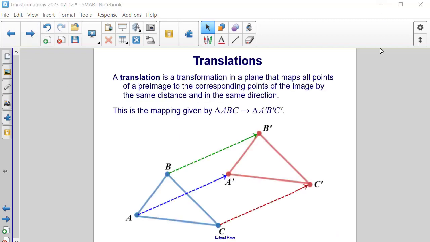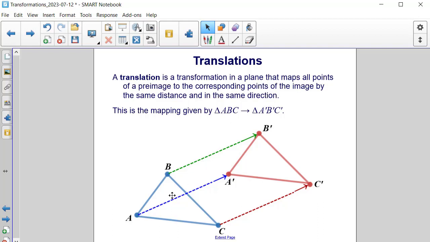Translations. A translation is a transformation in a plane that maps all points of a pre-image to corresponding points on the image by the same distance and in the same direction. So we can go up a certain number of units and over to the right, in this case, a certain number of units. And they're always going to be the same from A to A prime, from B to B prime, and from C to C prime.